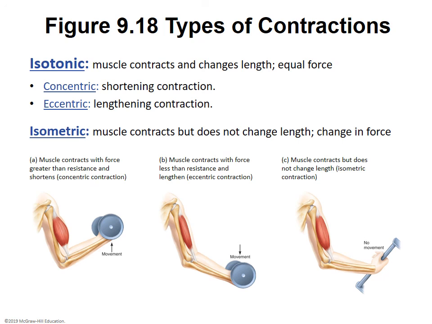Now, in pretty much every movement, every contraction where there's movement, there will be both concentric and eccentric contractions. They help regulate the movement. So if I am flexing my elbow, my biceps brachii is going to contract concentrically, but my triceps brachii is going to contract eccentrically and help control the movement.